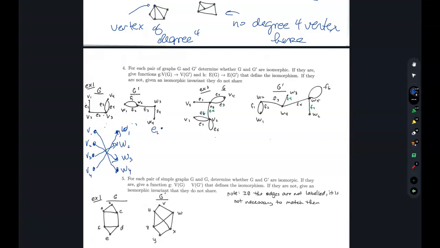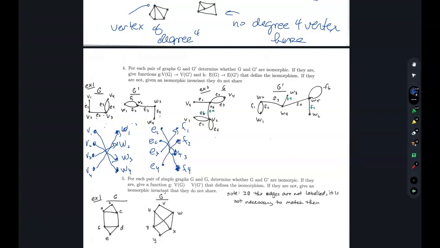So E1, E2, E3, E4, and then F1, F2, F3, F4. Edge 1 is on the vertex of degree 1 and the vertex of degree 2, so that's going to be F4. And then E2 is going to be on the next one, so that's going to be F3. Then E3 has got to be F1, and E4 has got to be F2.